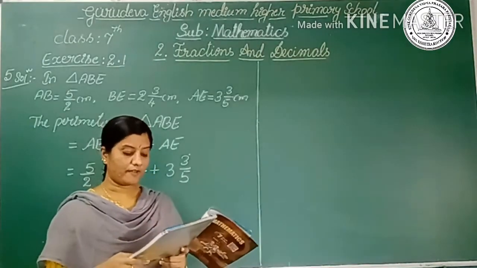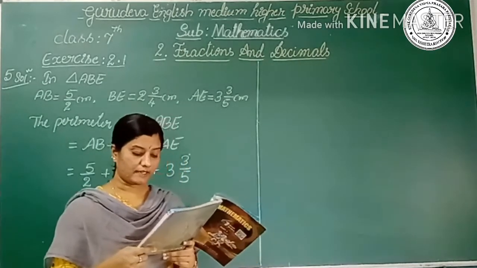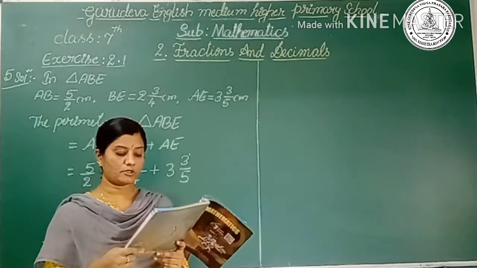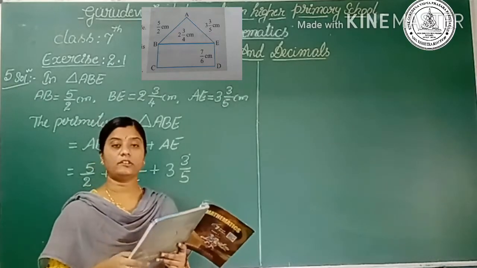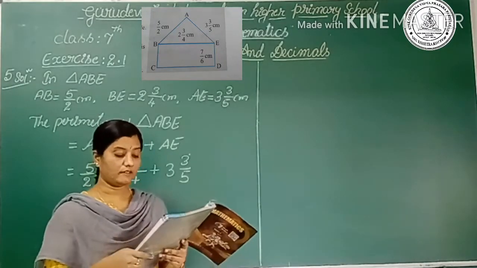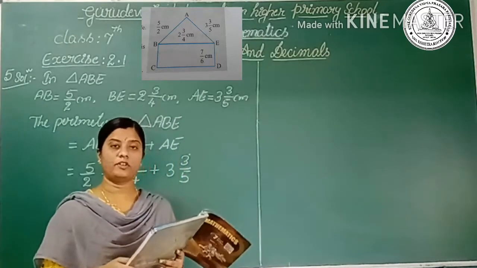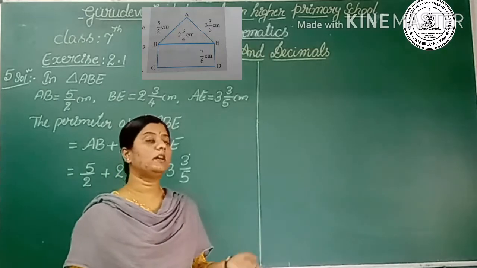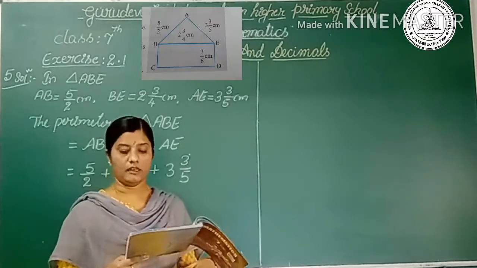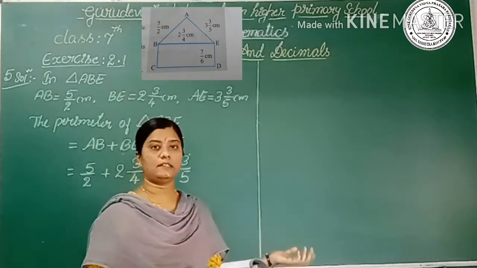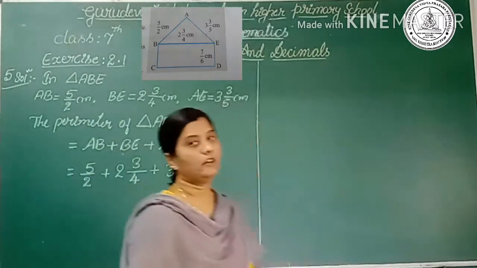Now let's go to solve the fifth question. The fifth question is: find the perimeter of first, triangle ABE, second, the rectangle BCDE in this figure. Whose perimeter is greater? So here they have given the figure. It has a triangle and a rectangle, and they have given the lengths of the triangle and the length and breadth of the rectangle. So we have to find the perimeter of the triangle ABE and the rectangle BCDE, and compare which is greater. Okay, so first we take the perimeter of the triangle.